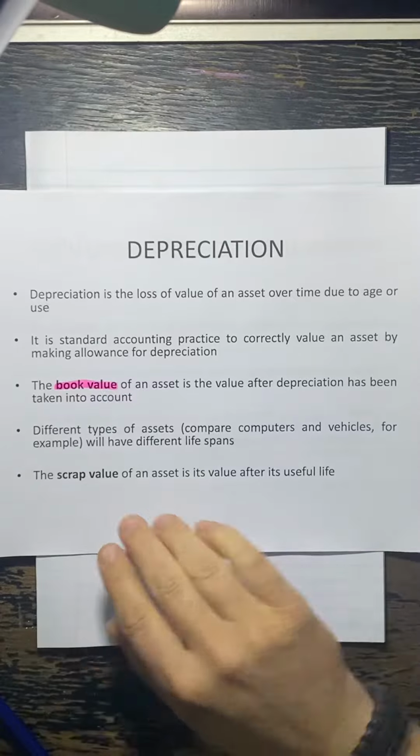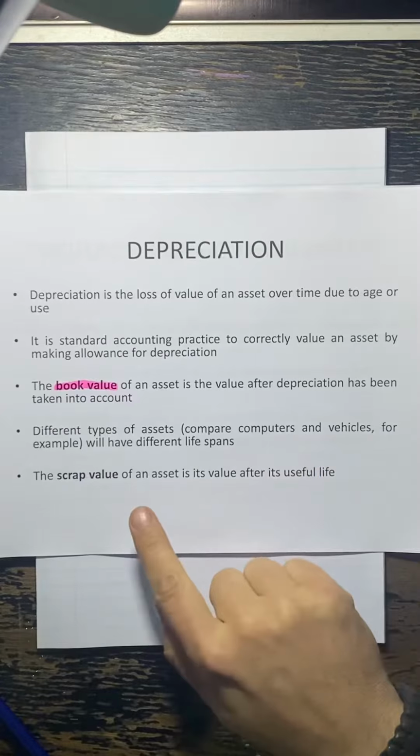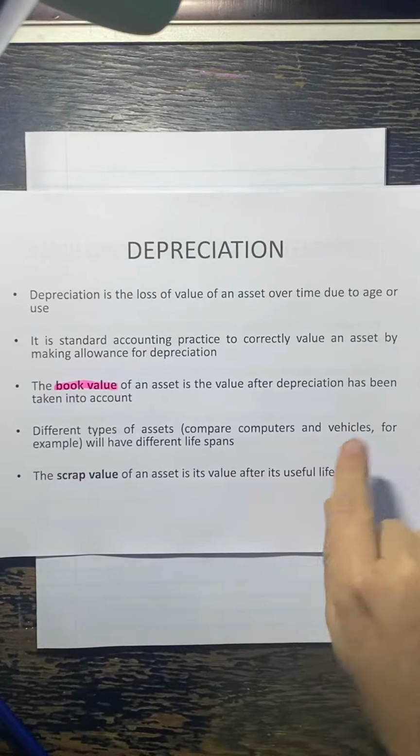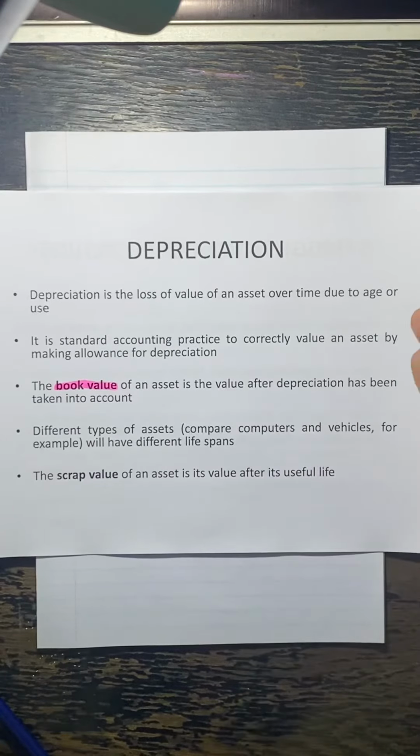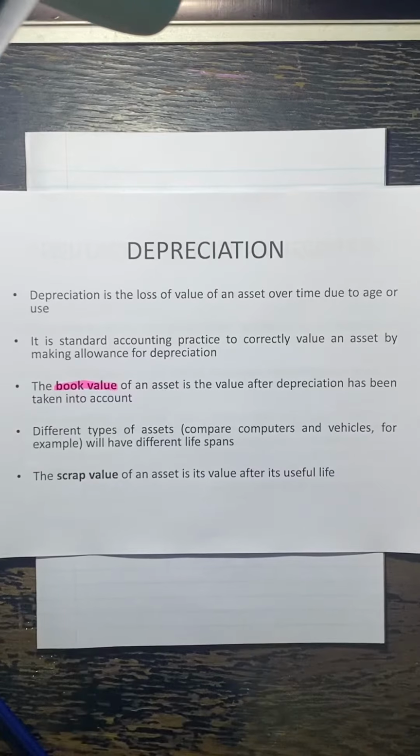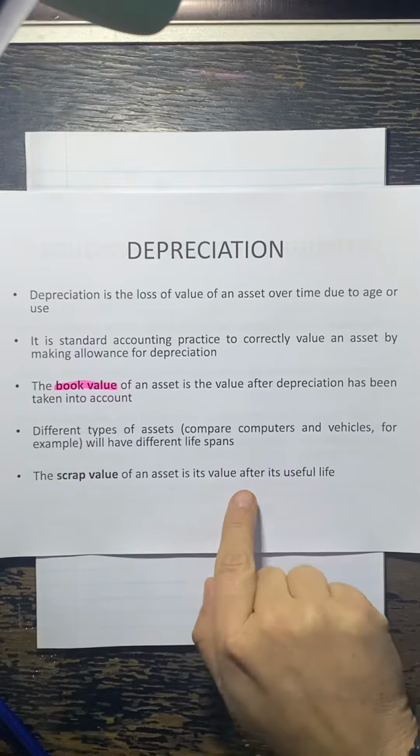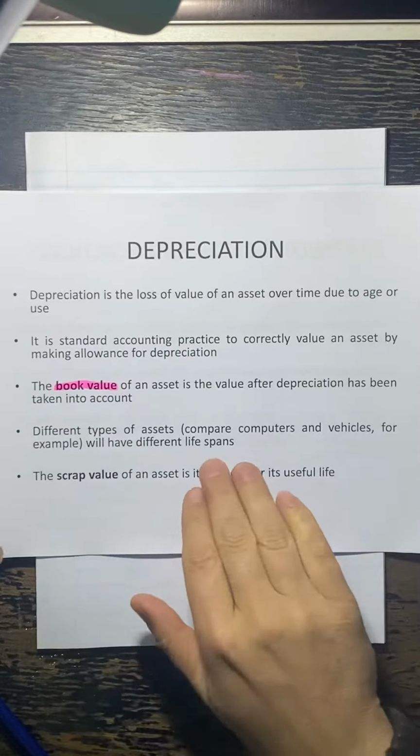Different types of assets, compare computers and vehicles, for example, will have different lifespans. So, for example, a vehicle will have a longer lifespan than a computer. I mean, you get a computer these days, in the next 3 years, you need to replace it. Whereas a car, you can have it for 5 years, 10 years, 15 years, all right? The scrap value of an asset is the value after its useful life. This is going to be important in a second, guys.